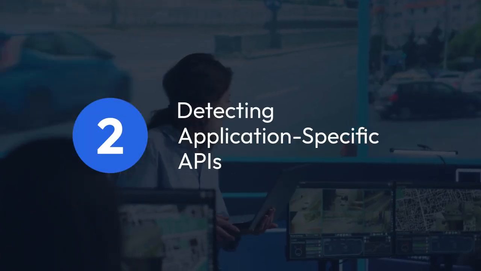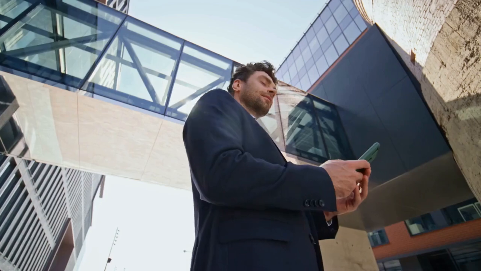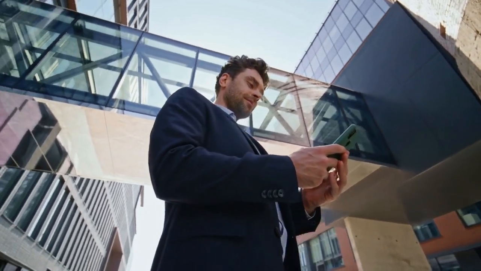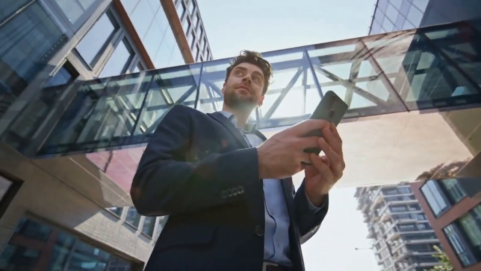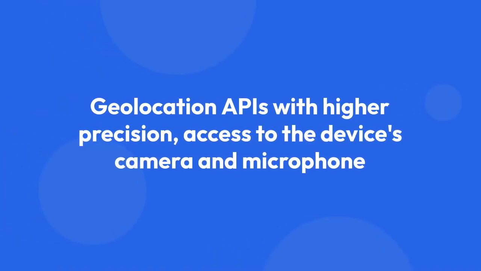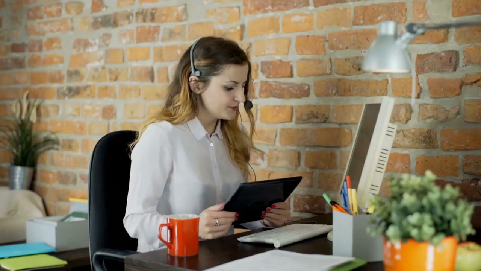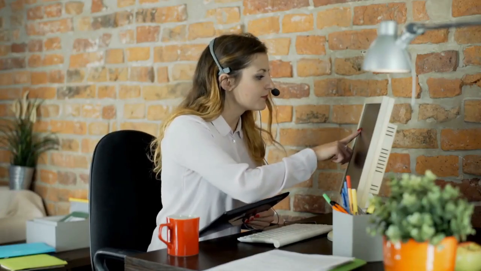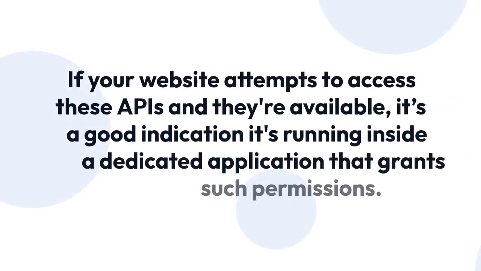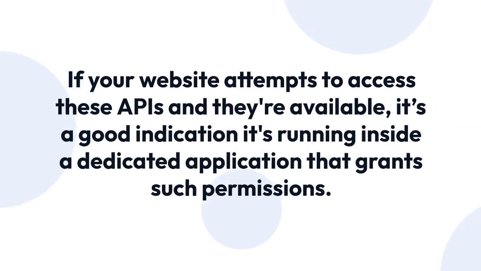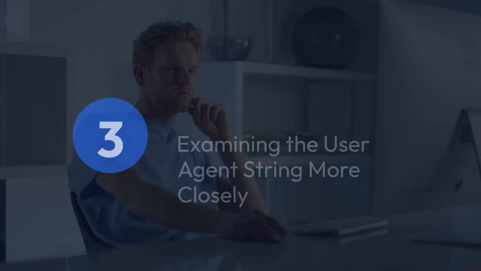2. Detecting application-specific APIs. Native apps usually provide access to device-specific APIs that browsers don't offer. These might include geolocation APIs with higher precision, access to the device's camera and microphone with more capabilities, or the ability to use Bluetooth or other hardware interactions. If your website attempts to access these APIs and they're available, it's a good indication it's running inside a dedicated application that grants such permissions.